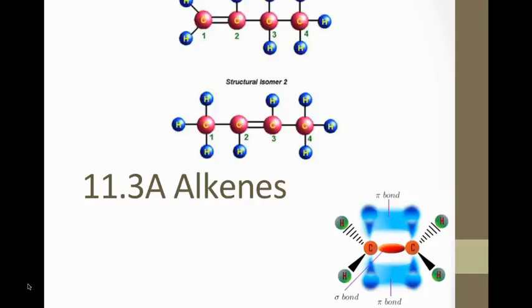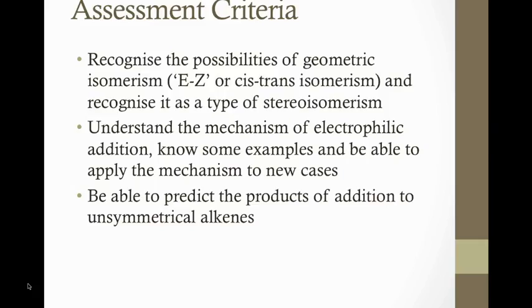We'll be talking today about alkenes. This is grade 11, term 3, first theme. The assessment criteria for this set of themes is to recognize the possibilities of geometric isomerism. We'll look at two kinds, cis and trans isomerism, also known as E-Z isomerism. And we'll put it in the context of other kinds of isomerisms that we have seen.